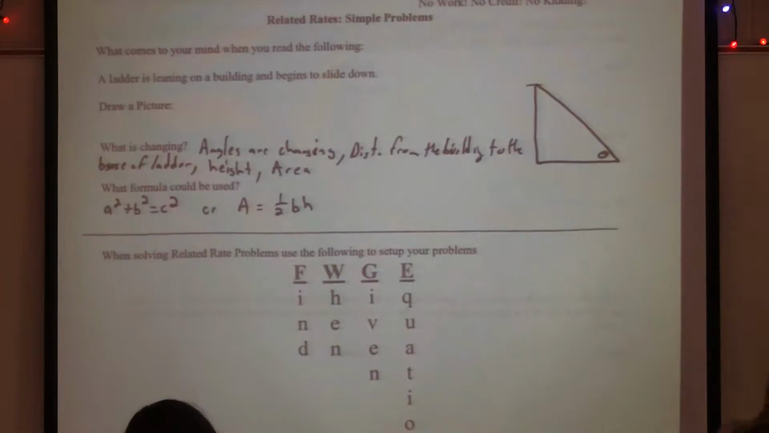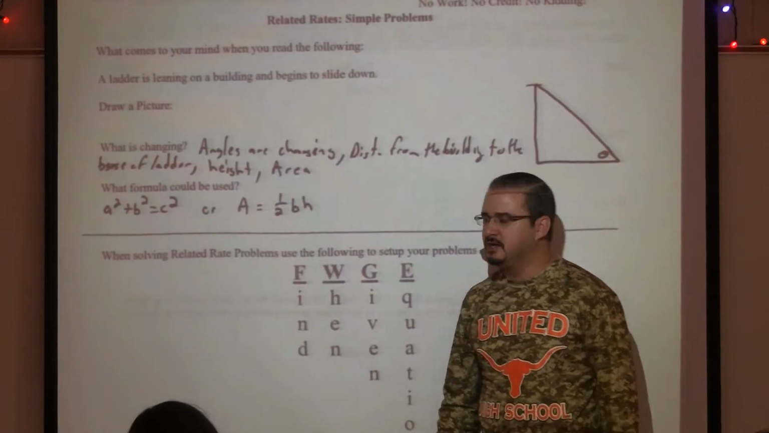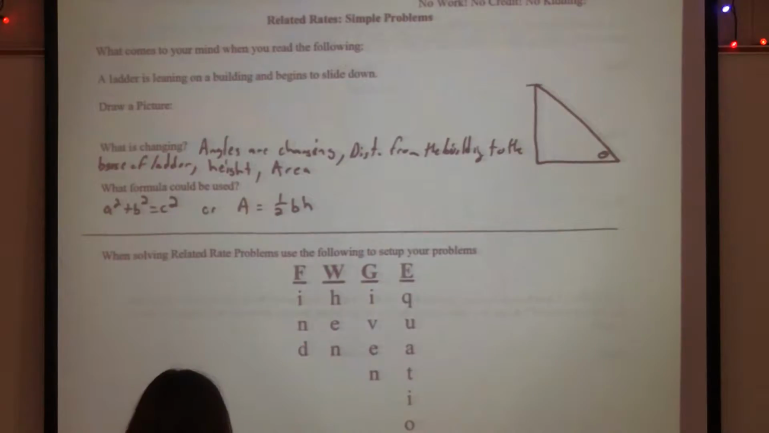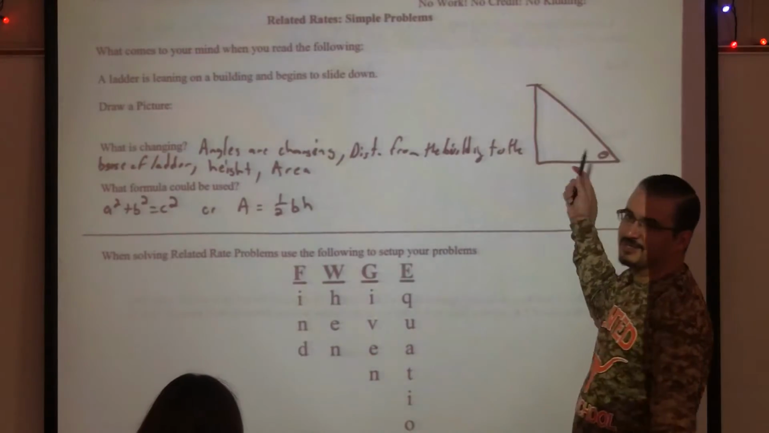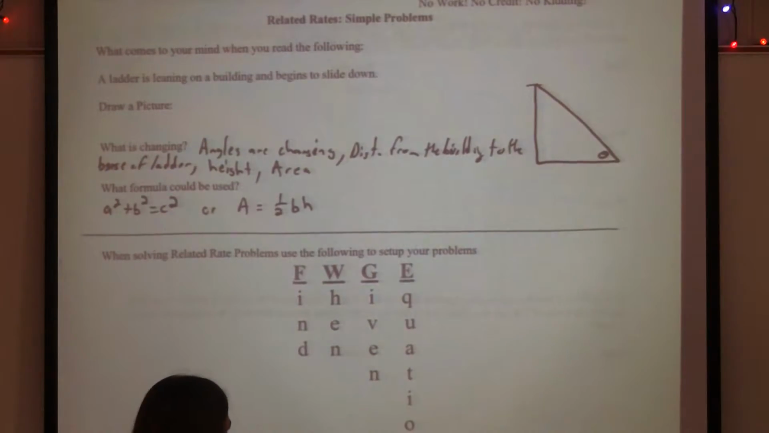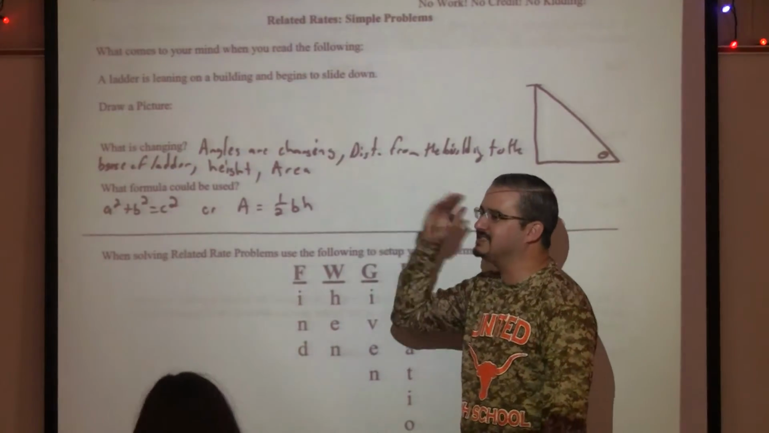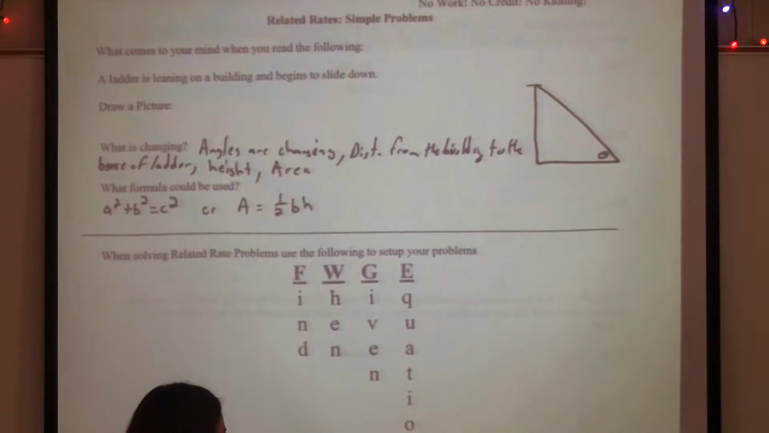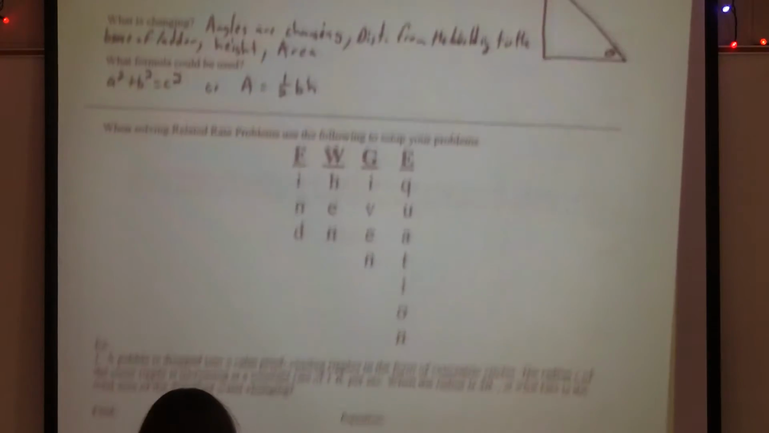If I were talking about the rate at which the angles were changing, then I wouldn't need this formula nor that formula. I would need something involving sine, cosine, and tangent. Do you remember SOHCAHTOA? From geometry, remember Miss Unia? When I hear that name, it's just like SOHCAHTOA. So remember that. Awesome. Those are the things that should be going through your mind when you're setting up these problems. Good? Alright.